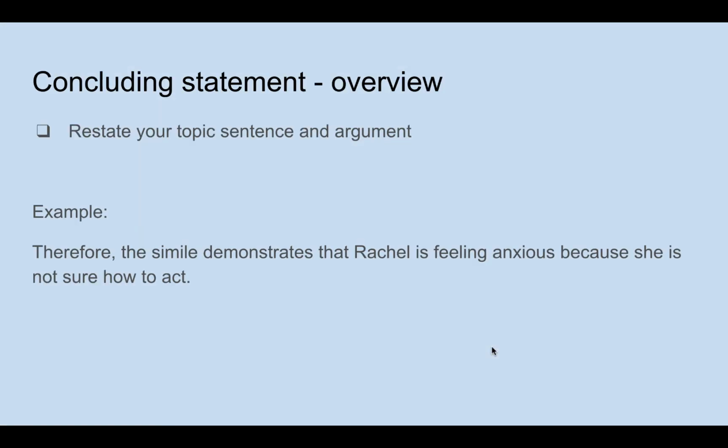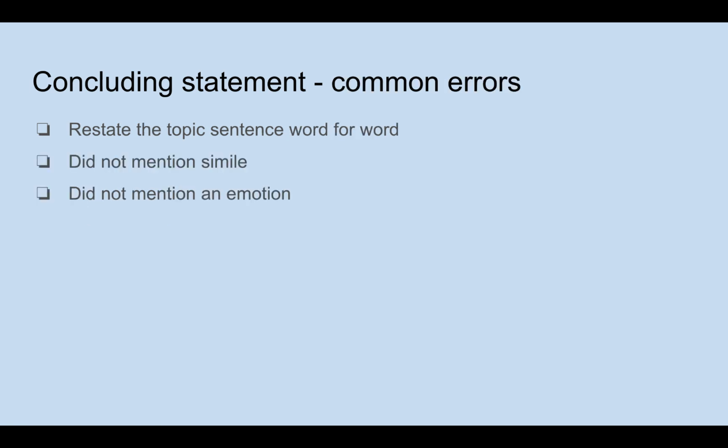Lastly, you have your concluding statement. This is where you restate your topic sentence and argument. In terms of common errors in your concluding statement, since your concluding statement is kind of summing up your paragraph, if your evidence needed to be revised or your topic sentence needed to be revised, you're going to also have to revise your concluding statement. Because it's kind of like a chain reaction.